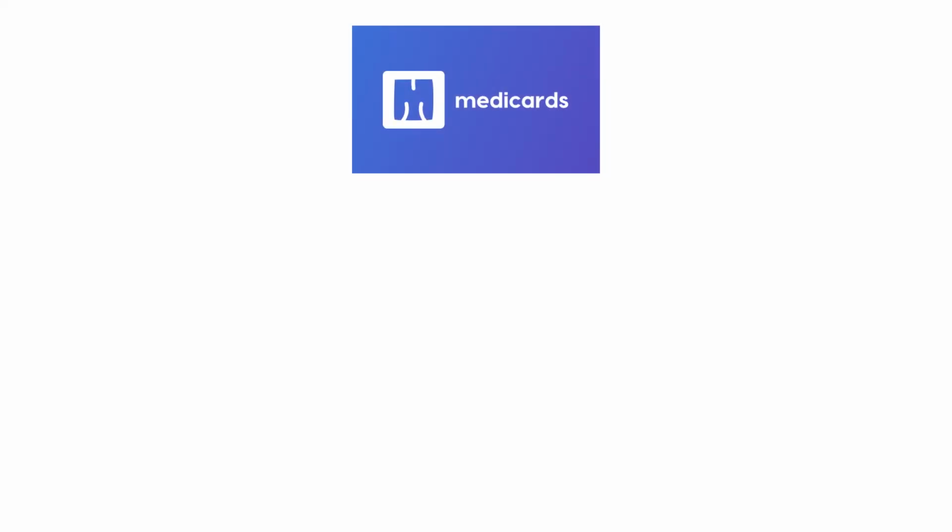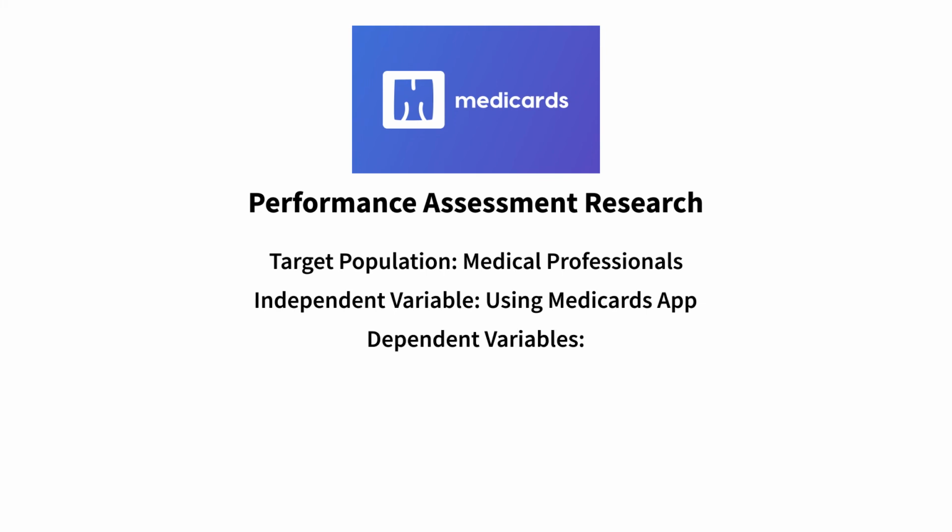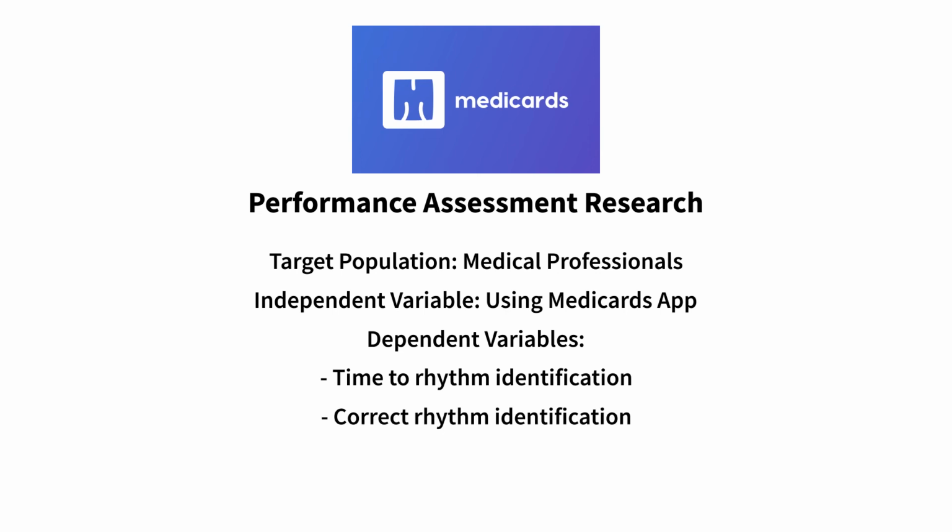There are many potential research projects Medicards could be part of. One example could be assessing if learners who accessed the app within the last week performed better in a code situation than those who did not. The target population would be medical professionals, most likely paramedics or medical residents. The independent variable would be the use of our app, and the dependent variables would be time to rhythm identification, correct or incorrect rhythm identification, correct or incorrect medication choice, and correct or incorrect medication dosage.